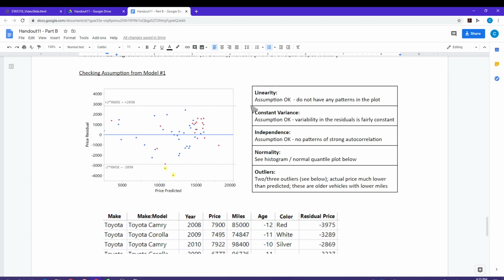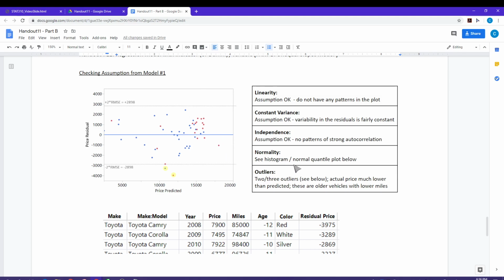Linearity, that looks okay. I don't have any unusual patterns here in this plot. I do have a gap here, but we're not concerned about the gap. I want random scatter above and below this line, and I have that. I have that for the red dots, and I have that for the blue dots. So this model seems to be working for both models of vehicles, both the Camry and the Corolla. Constant variance, yep, that looks okay. I don't have any megaphone. I don't have any strong autocorrelation, positive or negative, so that's good.